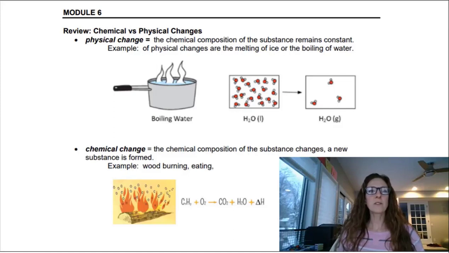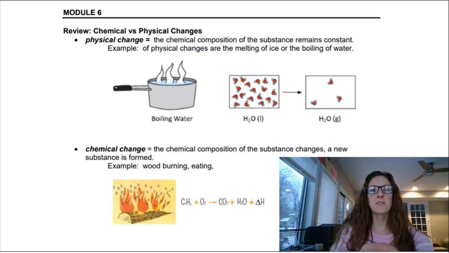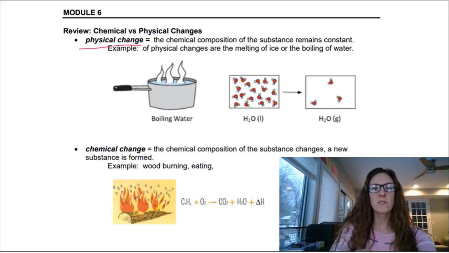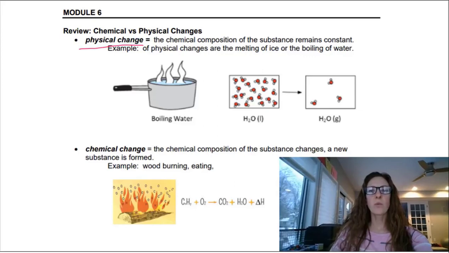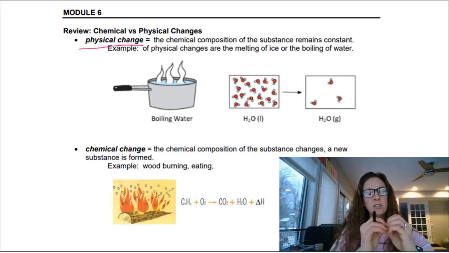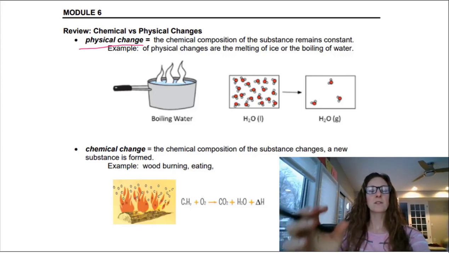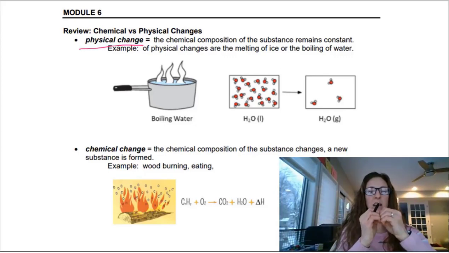All right, so doing a little review here. The difference between physical change and a chemical change. Physical change is when the chemical composition stays the same. So for example, if I have water, H2O, and if I freeze it, it still is H2O, it's just arranged differently. Those molecules are closer together and have less energy.